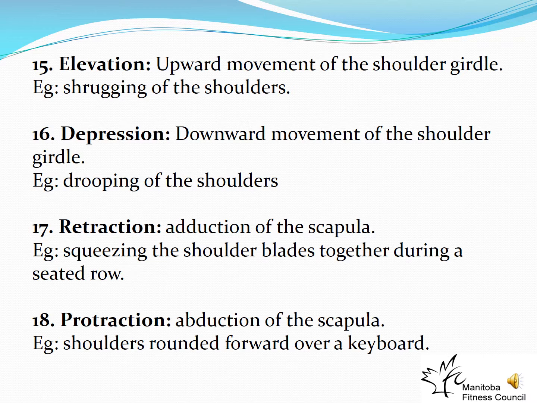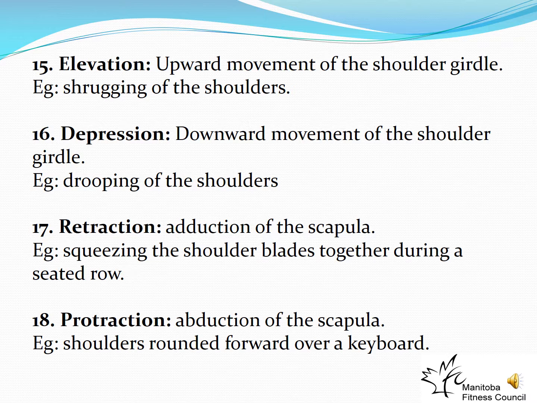The next movement is retraction, and this is adduction of the scapula, not the humerus, the scapula. So retraction is when you squeeze your shoulder blades together in the back. So the scapula are sliding together on the rib cage. Okay, so once again, retraction, squeezing the shoulder blades together in the back. And the last one is protraction, which is technically abduction of the scapula. And this is rolling the shoulders forward.